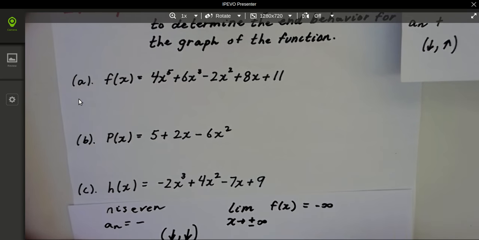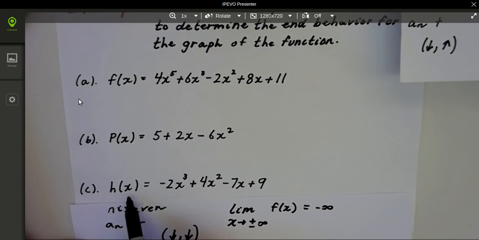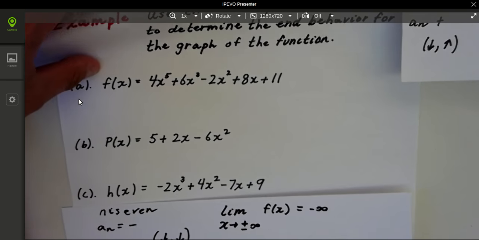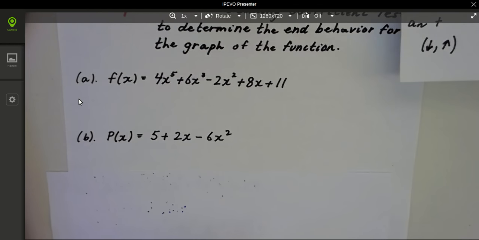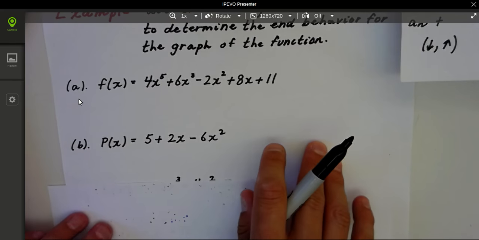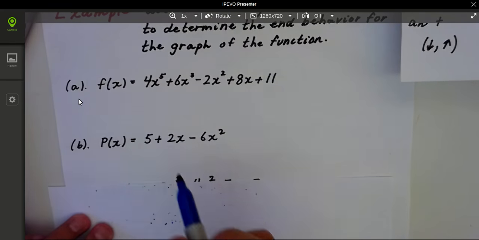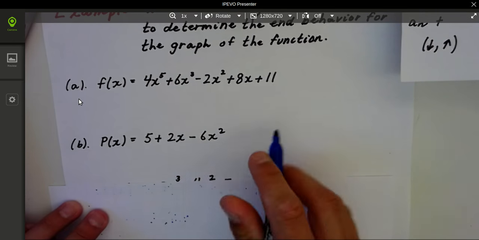Part C here, we're looking at h of x equals negative 2x cubed plus 4x squared minus 7x plus 9. That is in standard form. Okay, so we've got that one. So let's go ahead and look at what's going on here. We're going to run out of space, so I'm just going to write on the original sheet here.